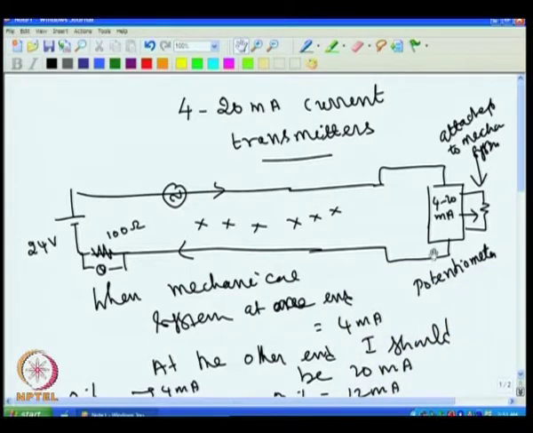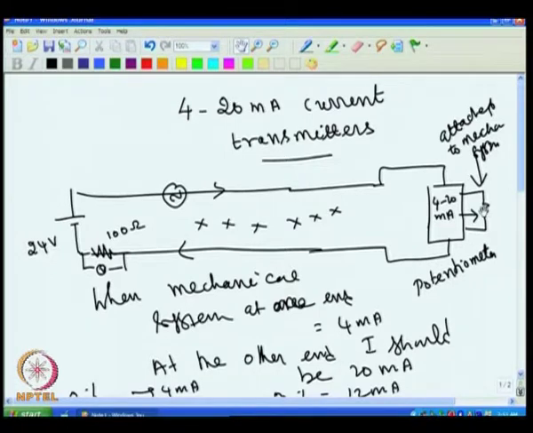This current depends only on the position of this, not on the voltage across what it receives, because the voltage across this can change either because of this change, or because of the resistance change, or because of the induced voltage change. For all these things, this current transmitter is not going to respond. It will make sure the current is always constant, and that depends only upon the potentiometer value.